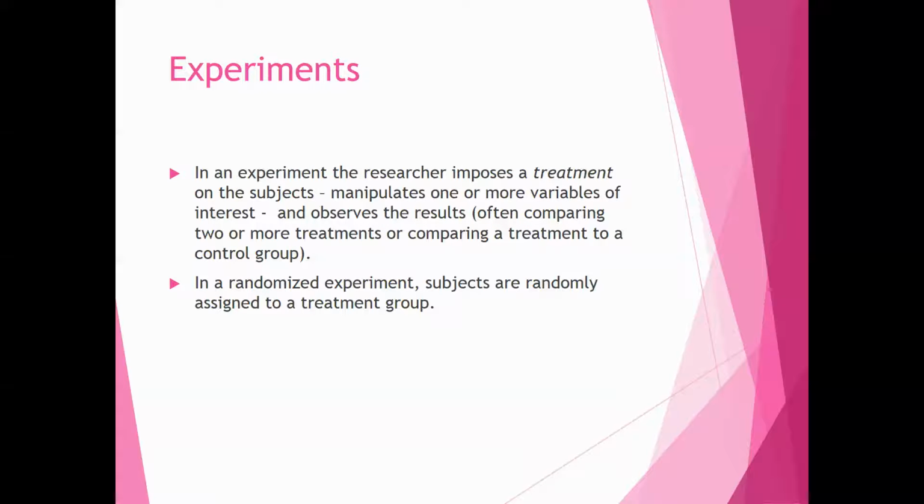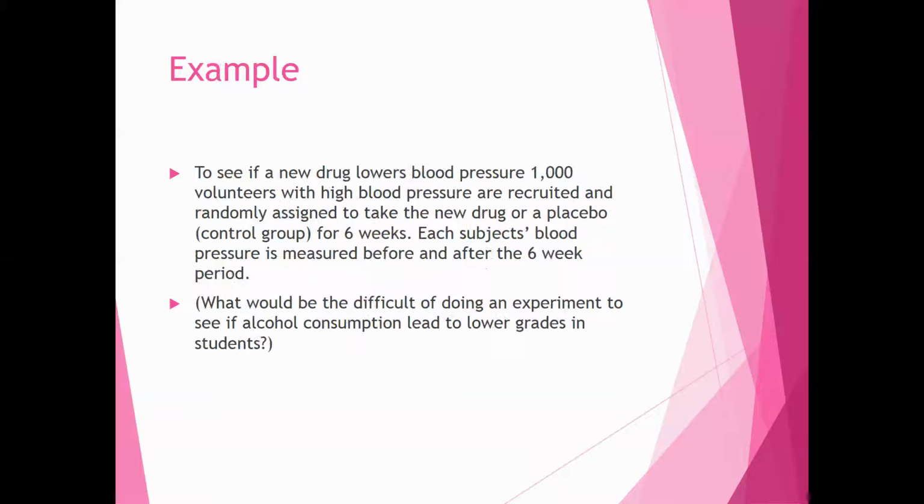In an experiment, on the other hand, the researcher imposes a treatment on the subject by manipulating one or more of the variables. And treatment sounds medical, but it doesn't have to be. It's just whatever variable manipulation you do. And the researcher observes the results after imposing a treatment, often comparing two or more treatment groups to each other or comparing a treatment to a control group. And in a randomized experiment, subjects are randomly assigned to a treatment group.